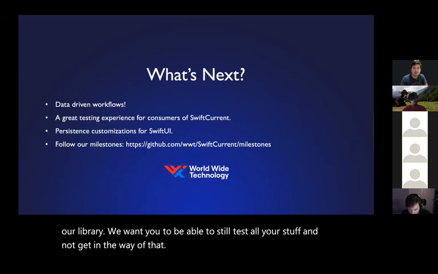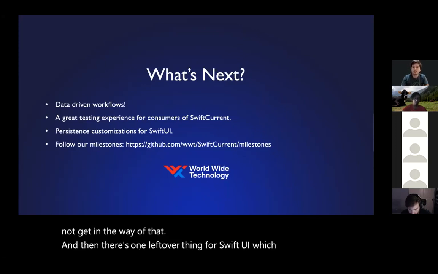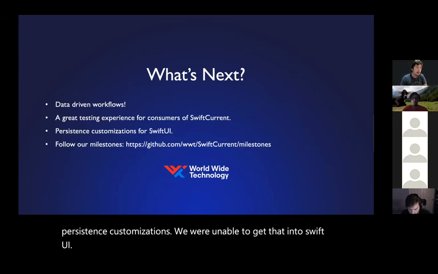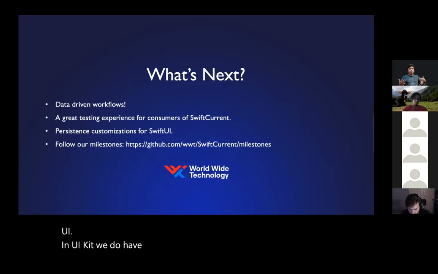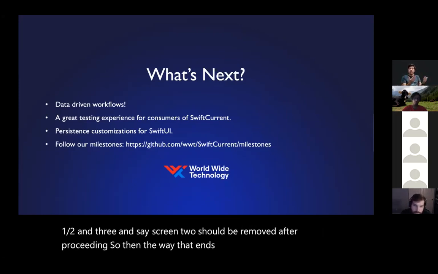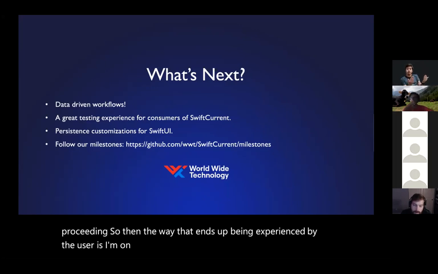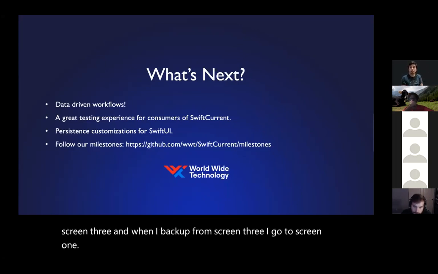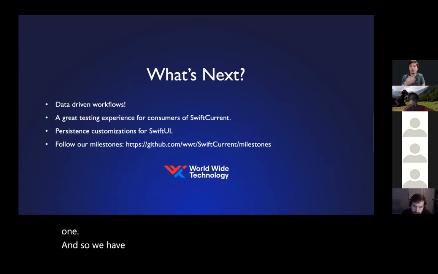And then there's one leftover thing for SwiftUI, which is persistence customizations. We were unable to get that into SwiftUI. In UIKit, we do have it. So that essentially means you have screen 1, 2, and 3, and say screen 2 should be removed after proceeding. So the way that ends up being experienced by the user is I'm on screen 1, then I'm on screen 2, then I'm on screen 3. And when I back up from screen 3, I go to screen 1. And so we have that capability in UIKit. We were unable to get it into SwiftUI so far.